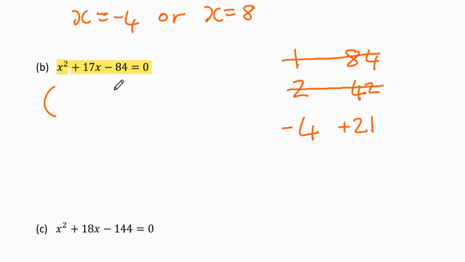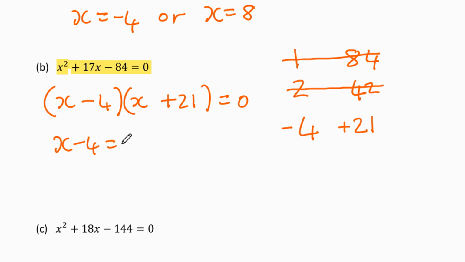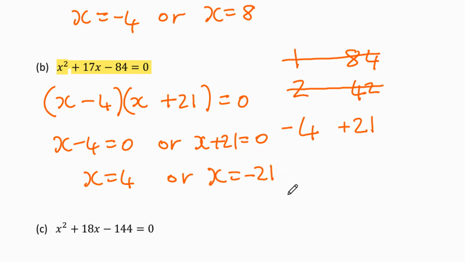So now we open up brackets. X times x will give us the x squared. And then we have negative 4 and plus 21. And this is equal to 0. Now we can use the zero product rule. So x minus 4 is equal to 0. Or x plus 21 is equal to 0. In this case, we can take the negative 4 to the right hand side and it becomes positive. And here we can take the positive 21 to the right hand side and it becomes negative.